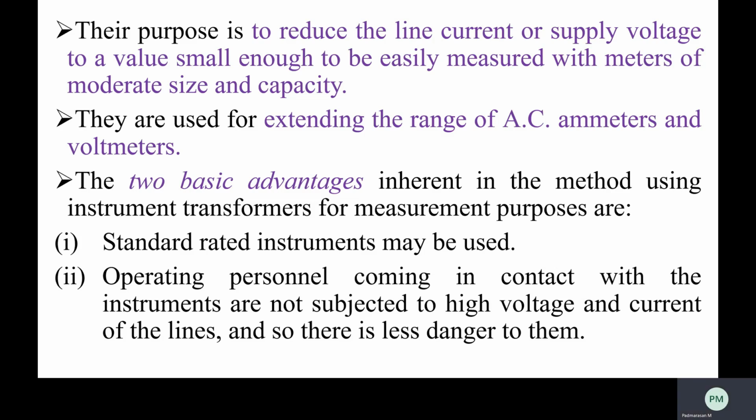Inherently, there are two basic advantages in this method of using instrument transformers for measurement. First, standard rated instruments may be used. Second, operating personnel coming in contact with the instruments are not subjected to the high voltage and current of the lines, so there is less danger to them. These are the two basic advantages inherent in the method.